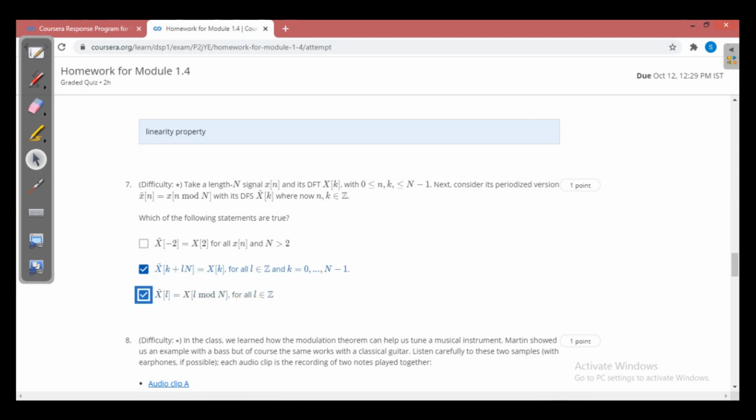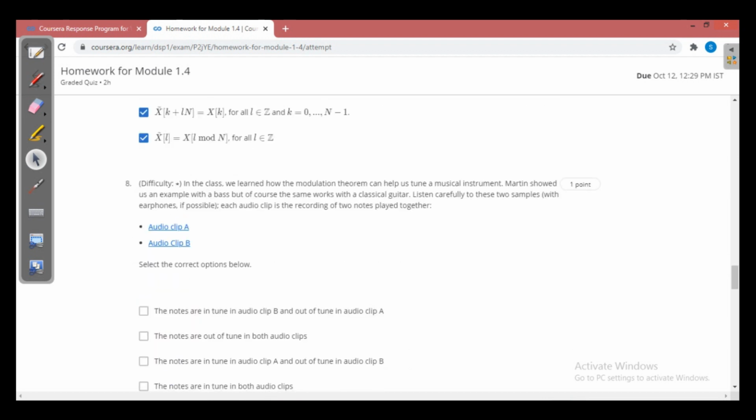Now the eighth one. In the class, we learned how the modulation theorem can help us tune a musical instrument. Martin showed us an example with a bass, but of course, the same works with a classical guitar. Listen carefully to these two samples with earphones if possible. Each audio clip is a recording of two notes played together.